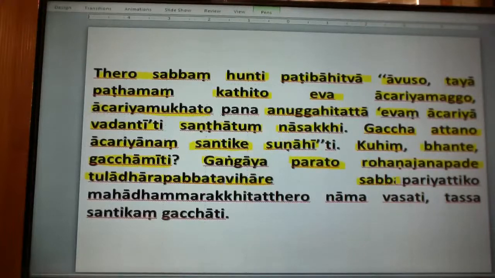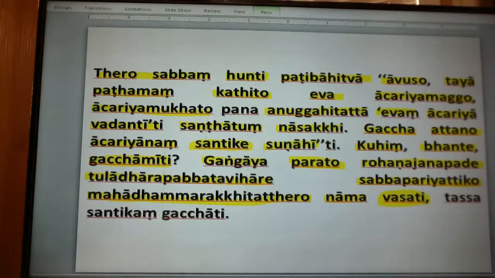So Sappa Pariyatiko. Sabha means all. Pariyati means the three baskets. Sabha Pariyati means all three baskets, already learned. So that kind of teacher is there. His name is Maha Dhamma Rakita Thero. Vasadi, he stays at that temple. The teacher's name is Maha Dhamma Rakita.